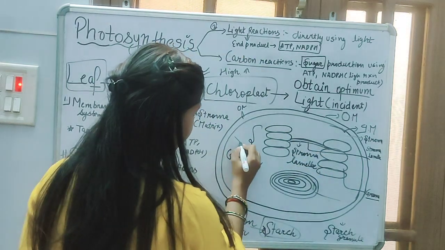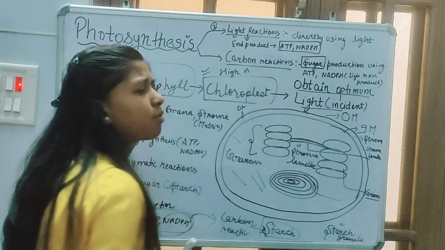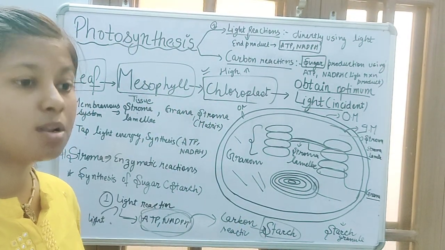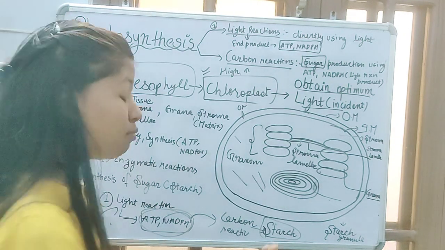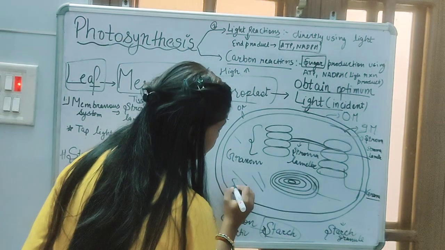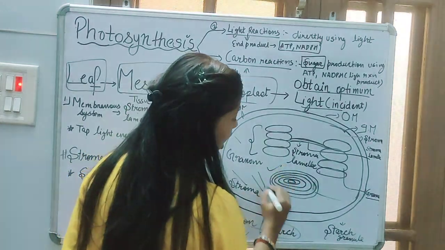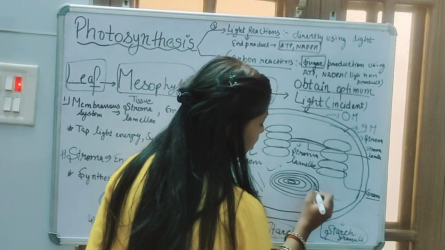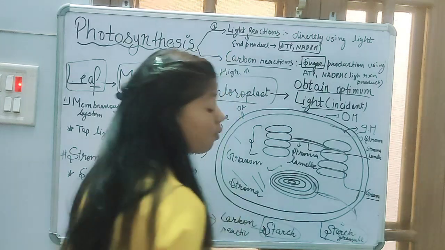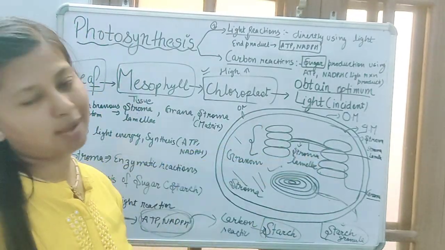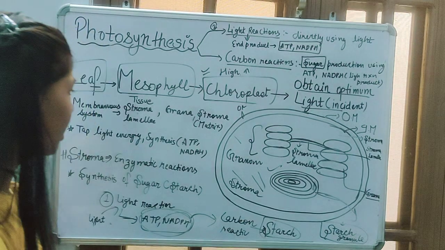And this whole matrix, where there are enzymes and a gel-like, cytoplasm-like material, is called stroma. This part is called stroma. And this part is starch granule. Here starch is present in the form of granules, that is called starch granule. This is the whole diagram of chloroplast.